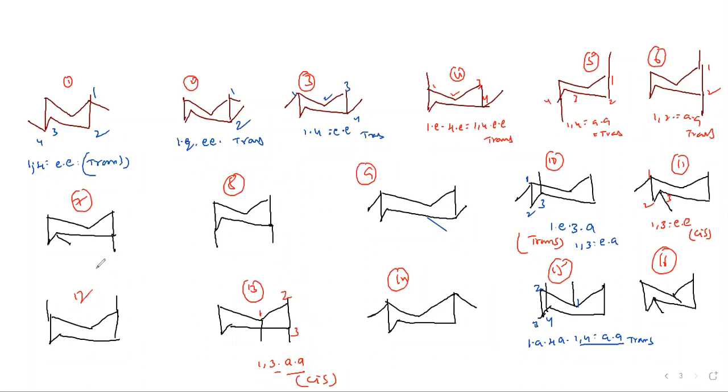Is it clear? 7. 1 2. 1 axial, 2 equatorial. Can I call it 1 comma 2 axial equatorial? What is this? Axial equatorial. Cis. 1 2 3. 1 comma 3 axial axial. What is this? Cis. Correct?